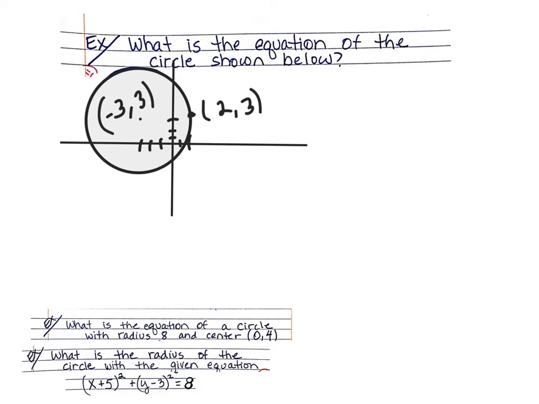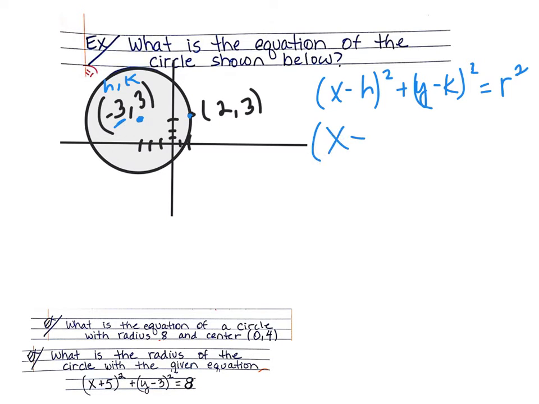So let's do some examples. These are the examples that are in your notes. What is the equation of the circle shown below? Here I have the center at negative 3, 3, and a point on the circle at 2, 3. Okay, so my center is negative 3, 3, and that is the (h, k). So again, I'm going to write out the formula, (x minus h) squared plus (y minus k) squared equals r squared. So let's plug in our negative 3 for the h. So (x minus negative 3) squared plus (y minus the 3) squared is going to equal our radius squared.